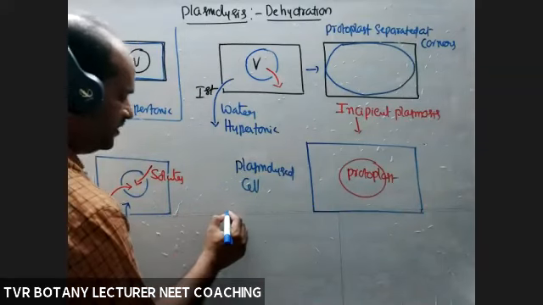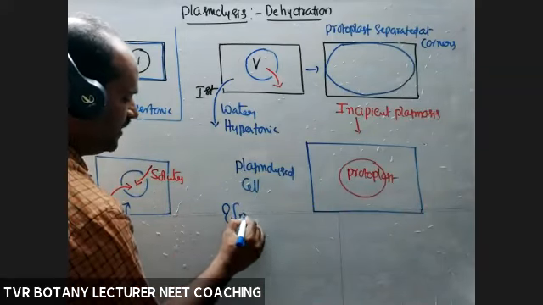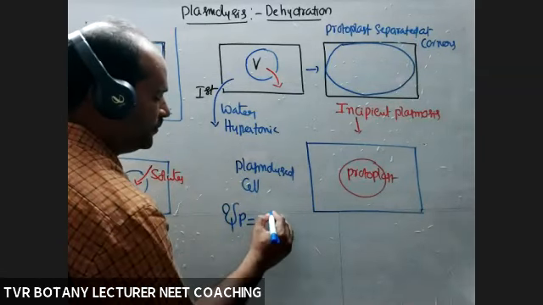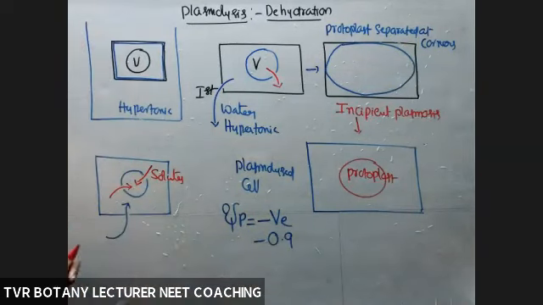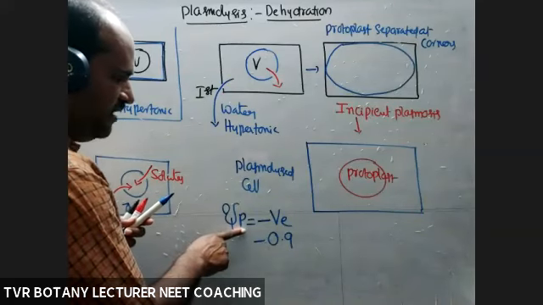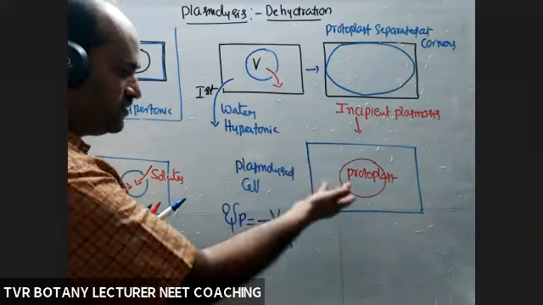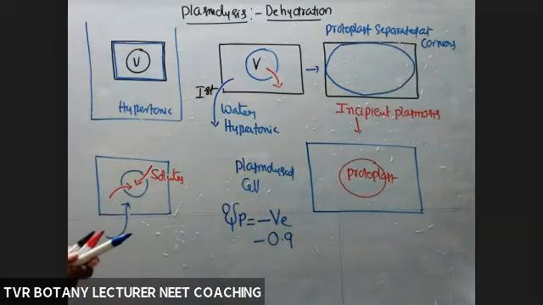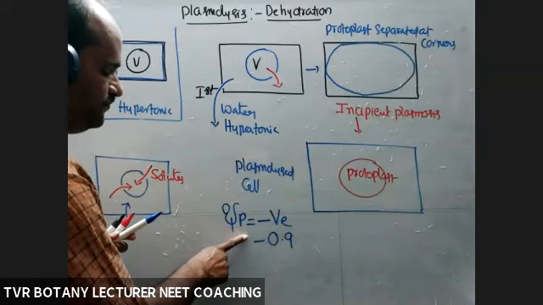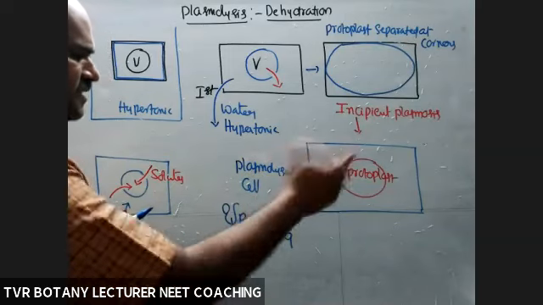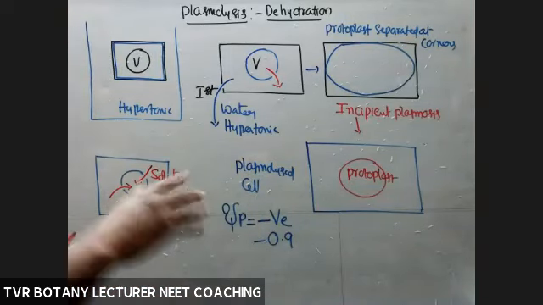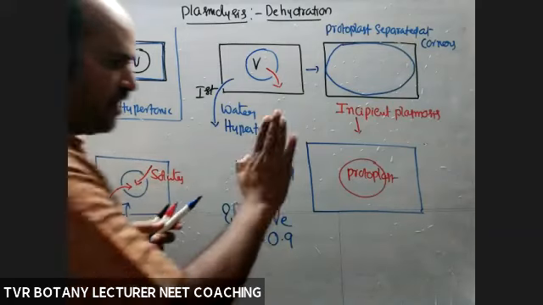In a plasmolyzed cell, what about psi p? The pressure value is negative, for example minus 0.9. Solute potential is definitely a negative value; there is no change, that depends on the number of solutes. So psi p is completely negative, a negative hydrostatic pressure, because of loss of water. If they question you, the psi p value of a plasmolyzed cell is negative, minus something, whatever it is, minus 9, minus 10. Overall, it is a negative sign.